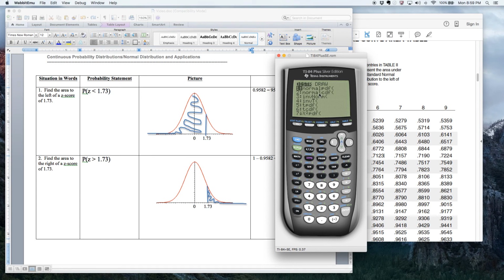All right, so let's talk about this normal CDF operation and how you use it. First of all, notice if I go on top of 2, normal CDF, and hit enter, notice what it does. It brings it back to the home screen, and now it's blinking. Obviously, it's waiting for me to tell it what I want.